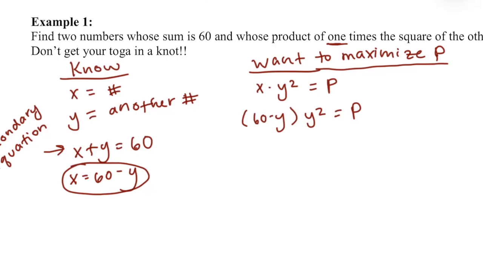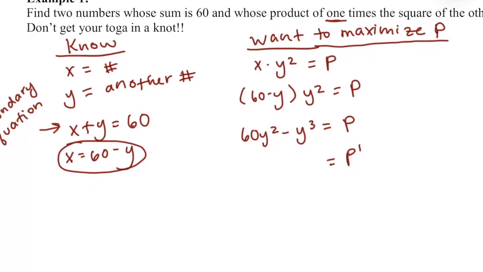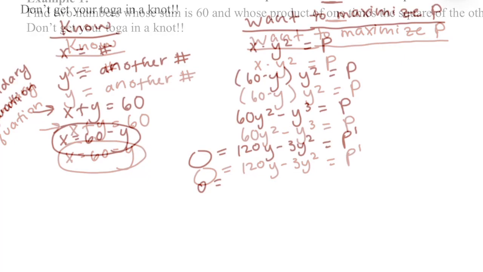Okay. Before I take the derivative, I'll simplify this a little bit more just by distributing y squared. And now I can go ahead and take my derivative. Since I just have my p, that will just become p prime. I do not have to use implicit differentiation because I only have one variable. So I can just do the regular derivative, 120y minus 3y squared. And now I'm going to set that equal to 0 and solve. So I'm setting the derivative equal to 0 to find my critical value.